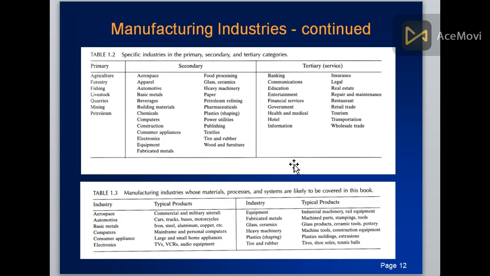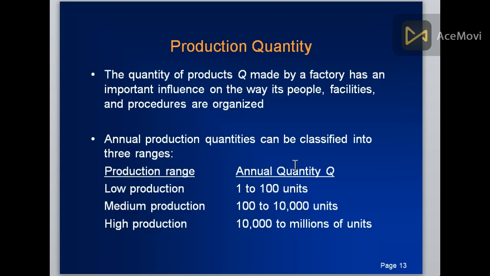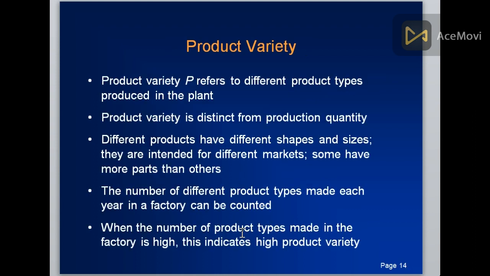These are some tables showing which products are included in primary industry, which are in secondary industry, and which are in tertiary industries. Production quantity: the quantity of products Q that is made by a factory is called production quantity. There are different production rates for different industries. Some are low production, some medium, some high. Low production includes 1 to 100 units, medium production includes 1000 to 10,000 units, and high production includes 10,000 to millions of units.